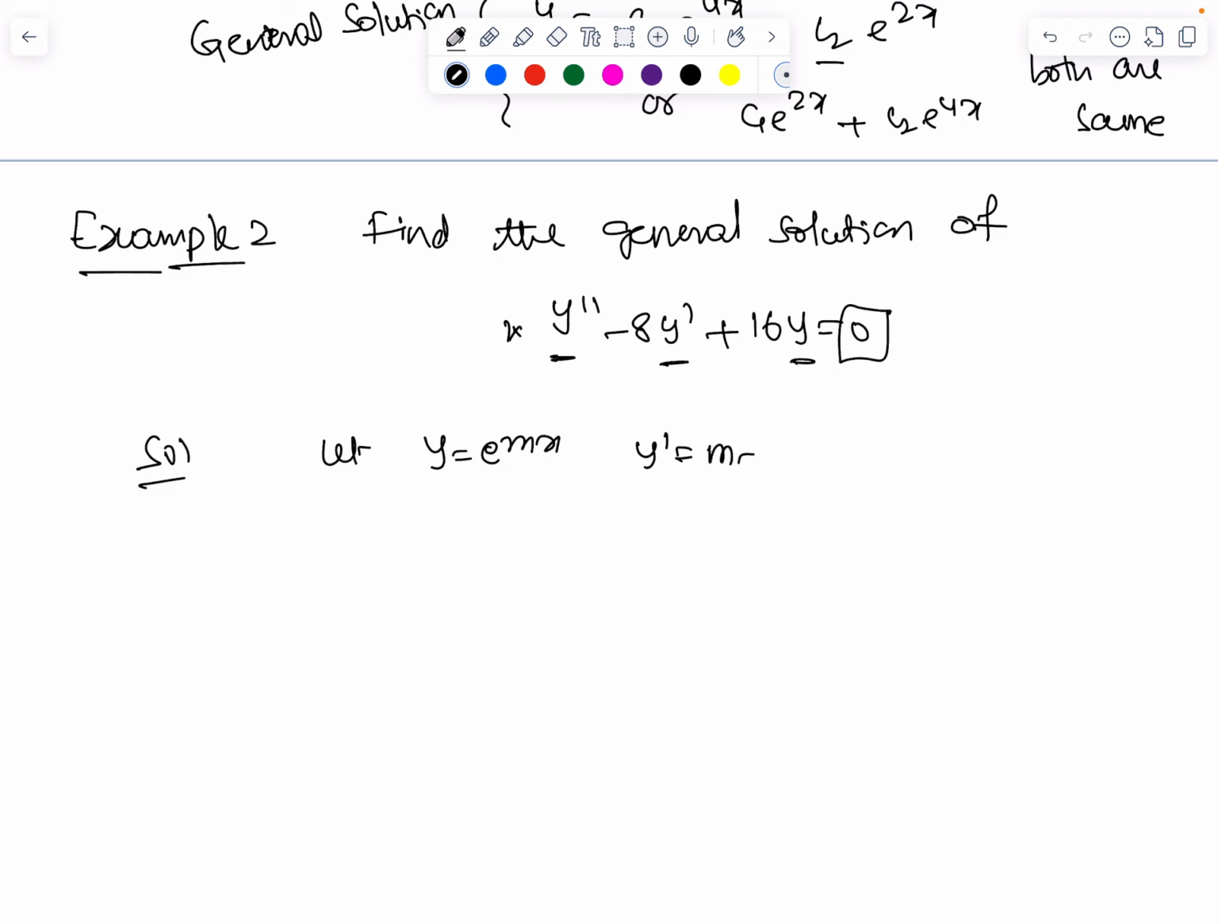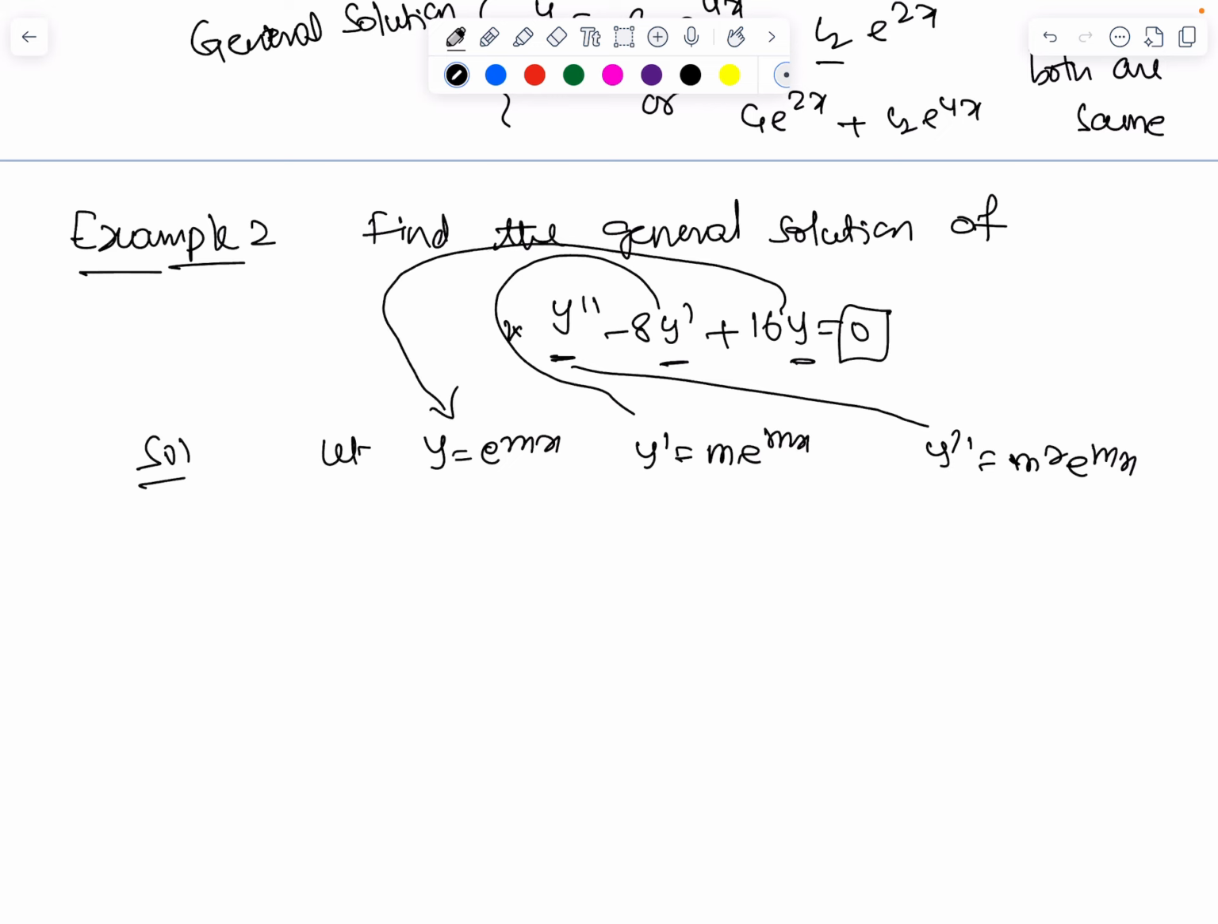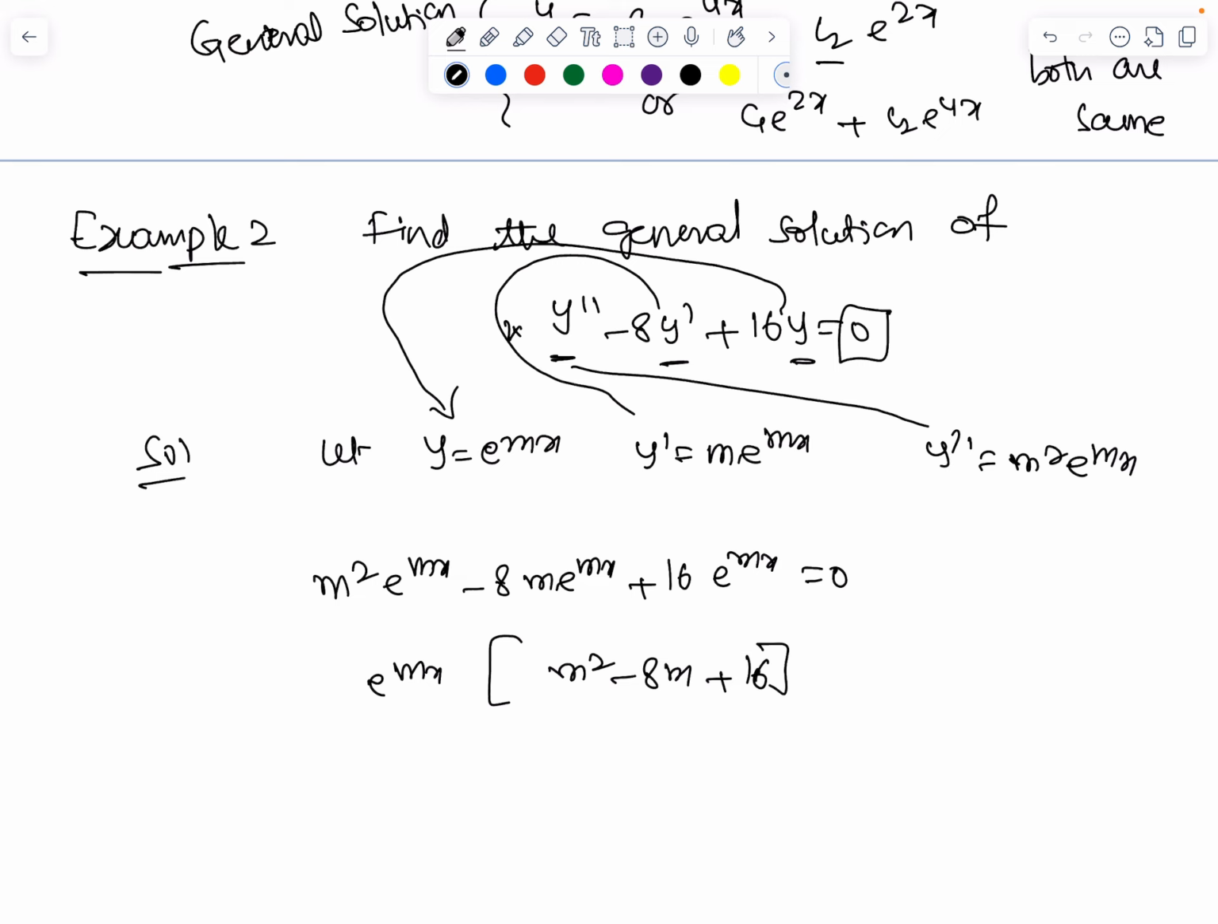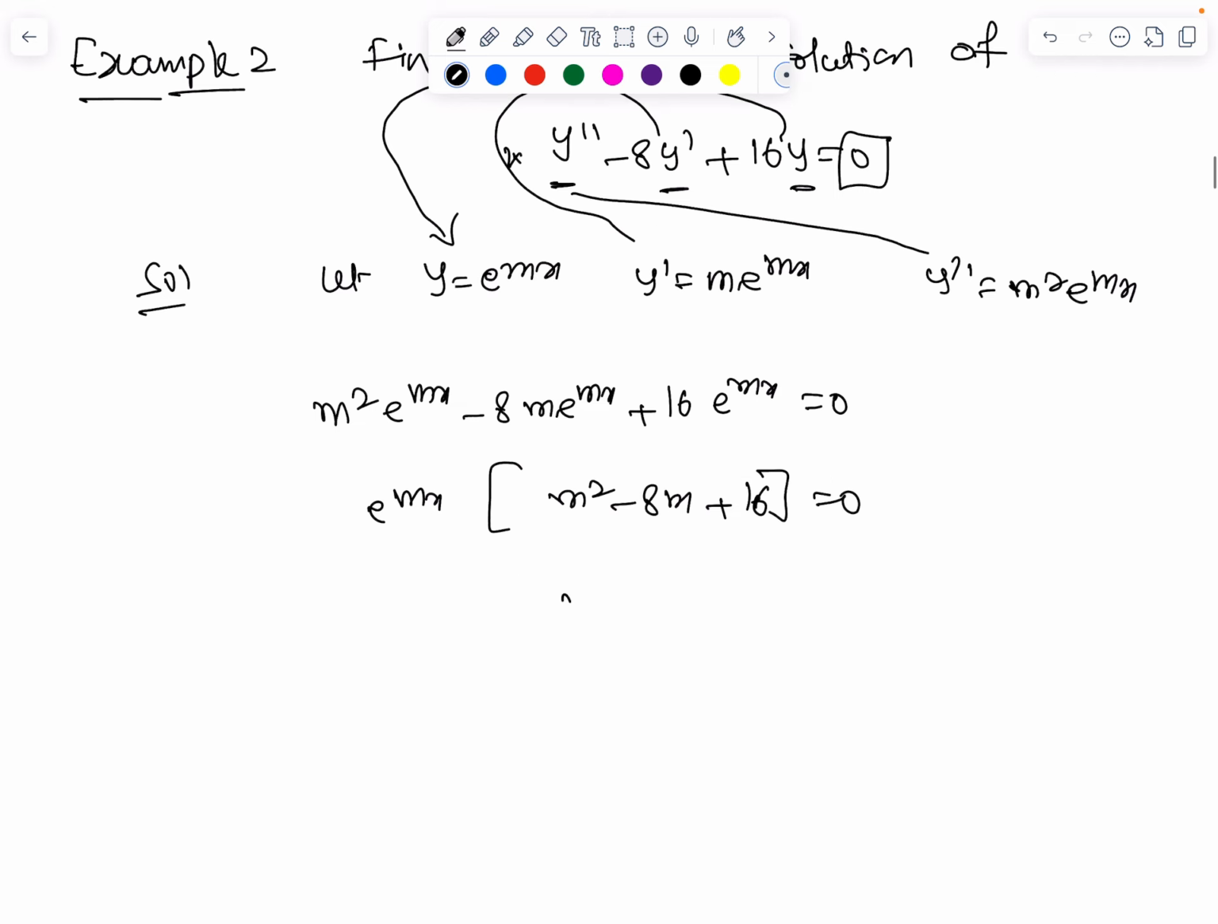and y prime is equal to m e power mx and y double prime is equal to m square e power mx, and we have covered all those derivatives present in the given differential equation. Therefore, you can substitute all those things. M square e power mx minus 8 m e power mx plus 16 e power mx is equal to 0. E power mx, again it is m square minus 8m plus 16 is equal to 0. This is m minus 4 whole square is equal to 0.